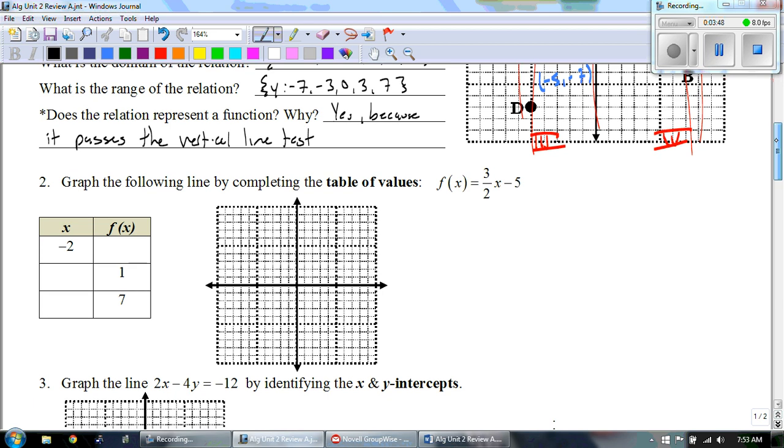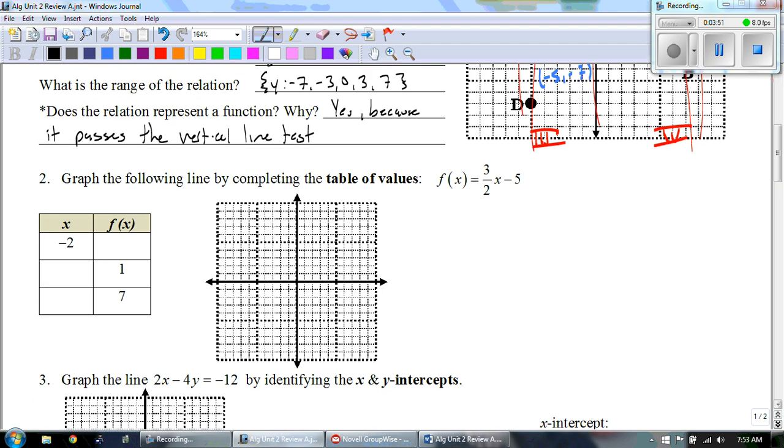Okay, so for number 2, it says graph the following line by completing the table of values. So they're asking us to use the table. So we have to show some work. When they tell us the x, that's when we simplify. When they tell us the f of x, the y, that's when we solve. Okay? So we'll do 2 together and you can do 1 by yourself. So A, we'll just label these A, B, C. When we do it, they're saying f of -2 equals 3 over 2 times -2 minus 5. So we have to plug in -2.